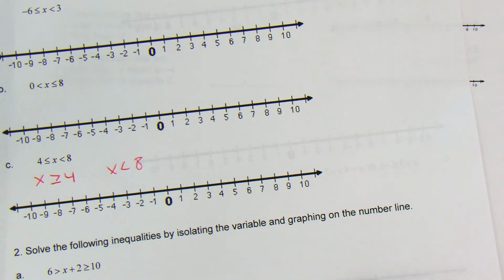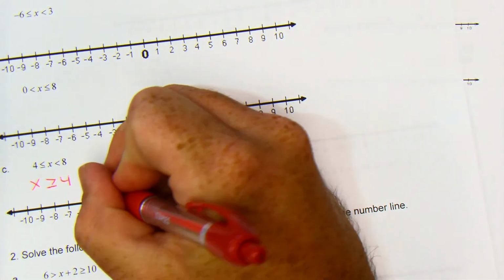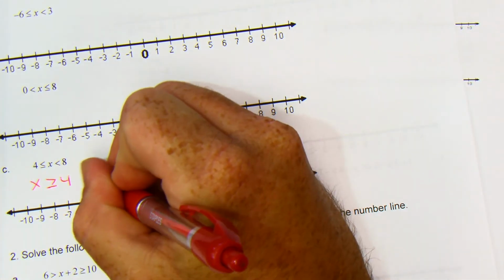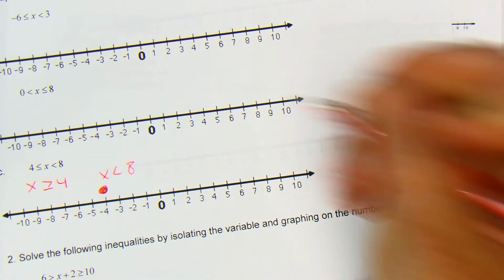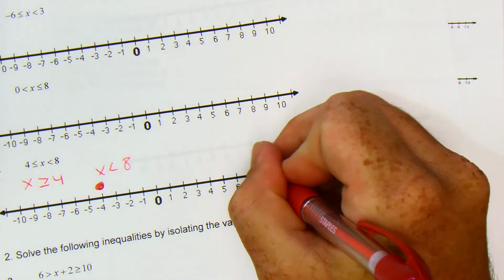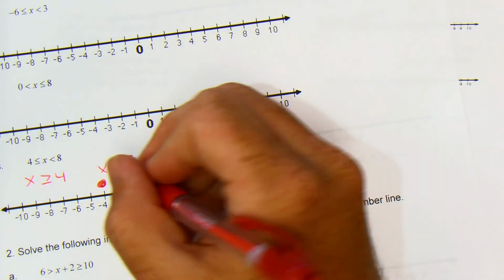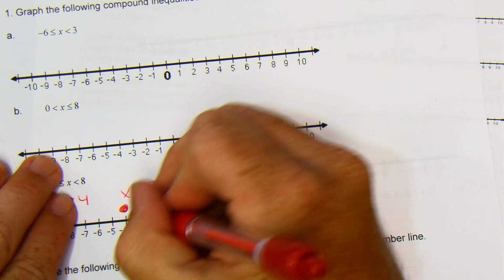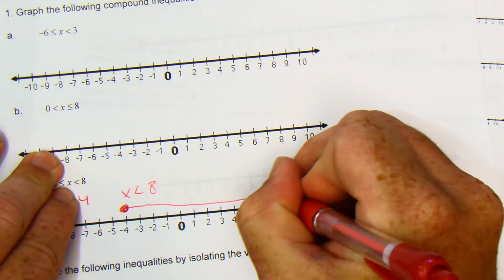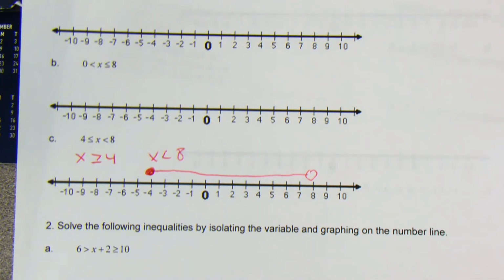Then we would put a solid dot over 4, and an open dot above 8. As you can see, their arrows will go towards each other, so we're just going to connect them with one long line. That's what that graph would look like for that problem.